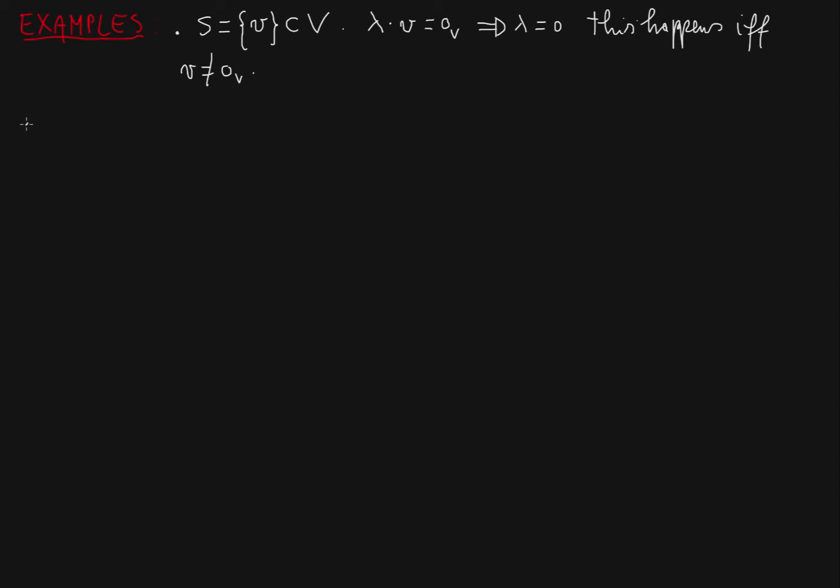Let's consider now a set of two vectors S. Let's call them V1 and V2 in a vector space V. Now a linear combination of two vectors can be written explicitly as follows: lambda 1 times V1 plus lambda 2 times V2. Now let's assume that this linear combination is the zero vector.